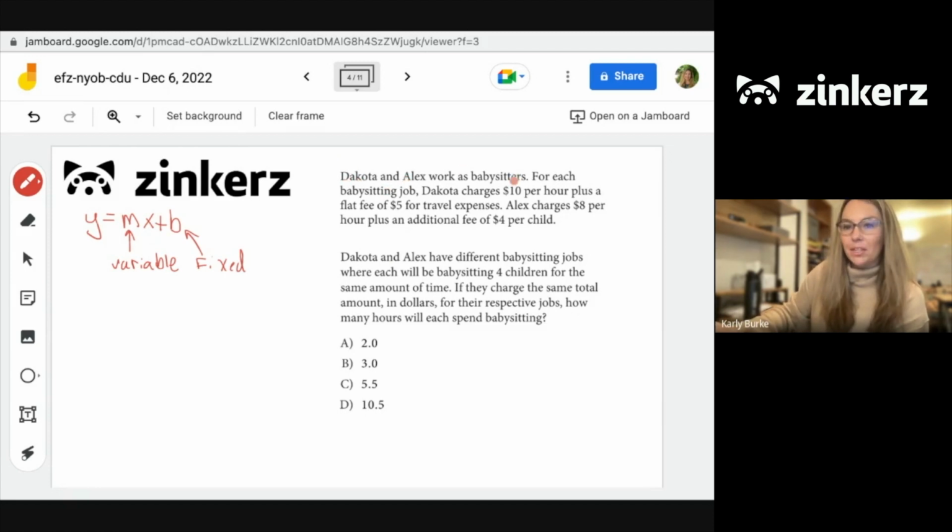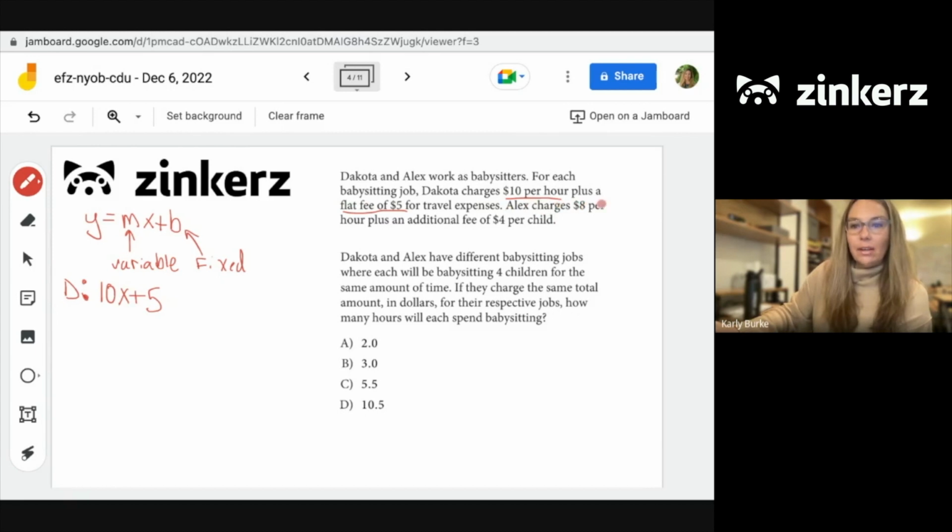So let's take a look at Dakota and Alex. They're working as babysitters. For each babysitting job, Dakota charges $10 per hour. So let's write D for Dakota. $10 per hour. So I'm going to say the number of hours is X because I have no idea how many hours Dakota's going to work for. So we're going to charge $10 per hour plus a flat fee of $5 for travel expenses. This doesn't matter how many hours there are, so it's just $5 no matter what. If you graph this line, it would be the y-intercept.